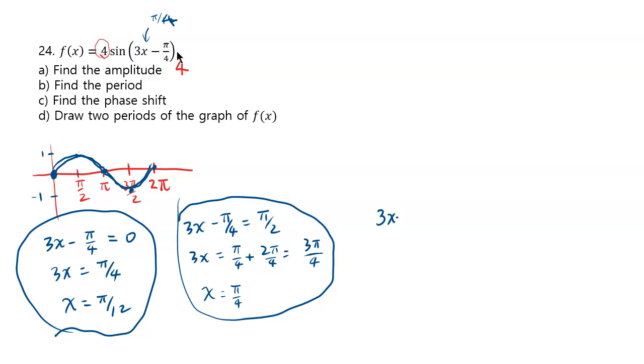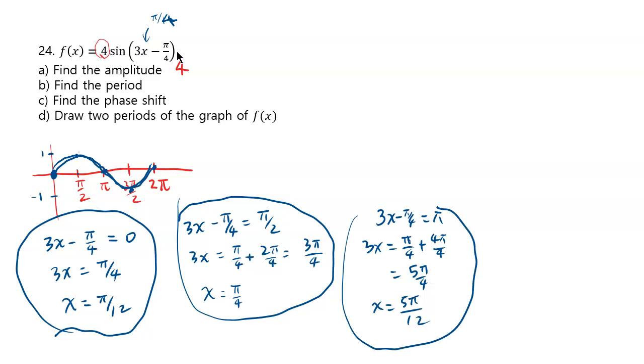Then I need to know when 3x minus pi over 4 equals pi. Add pi over 4 both sides. And again, same strategy. I'm going to rewrite pi as 4 pi over 4 so that they can be added to 5 pi over 4. Dividing by 3, you get x equal to 5 pi over 12. Okay. And then I want to know when 3x minus pi over 4 is equal to 3 pi over 4. Add pi over 4. And you get 3x equals 4 pi over 4, but that's just pi, right? And then dividing by 3, you get pi over 3.